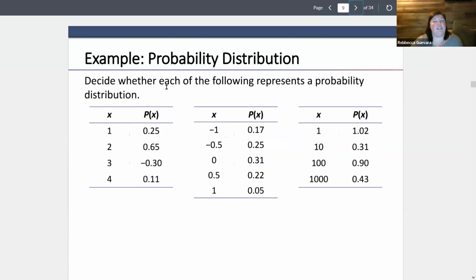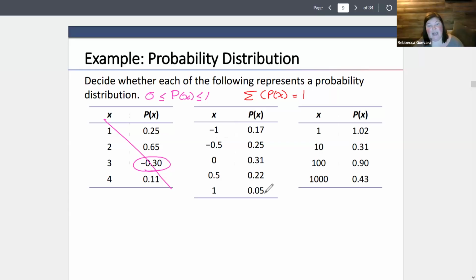So we're going to decide whether each of the following represents a probability distribution. First thing to remember is that my probabilities are always going to be values between 0 and 1. So automatically, this doesn't work because that is not between 0 and 1. The other thing that we know is that the summation of all my probabilities is supposed to equal 1 because it represents 100% of my situations.